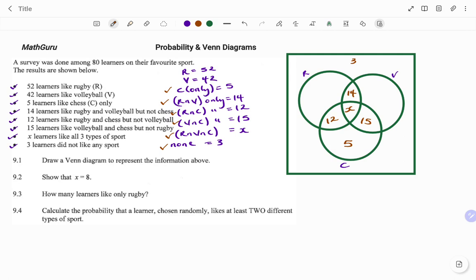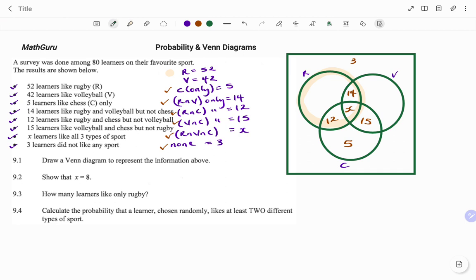I'm not done representing the information on my Venn diagram, because I need to find out if there are learners that take only rugby or only volleyball. We've just been given information about the learners taking chess only. So to calculate that, the first statement says 52 learners take rugby. I'm taking the ring that represents rugby. I'm going to take into account all the numbers written already.